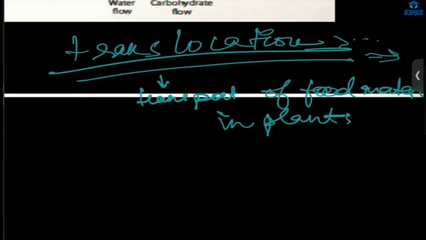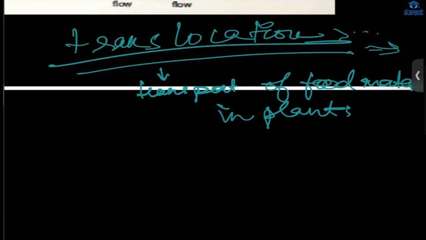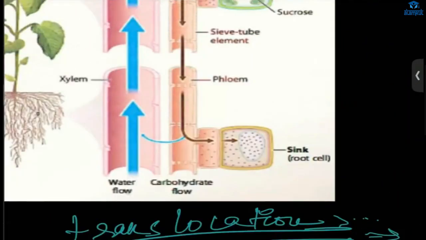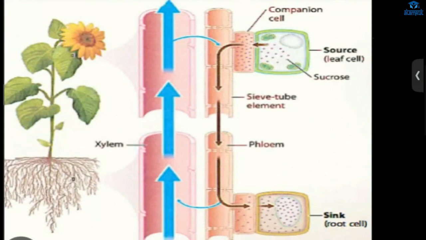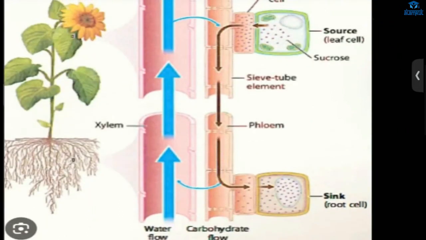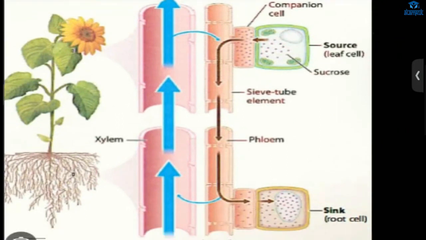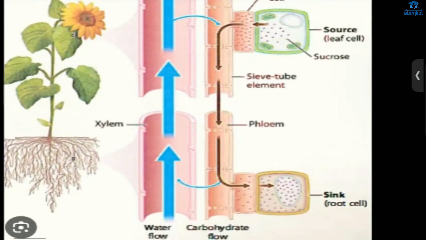Yes. Ma'am, it happens from the leaf to the different parts of the plant. Ma'am, active transport. Yes. And let's see the mechanism, how it is happening. Ma'am, it happens by the phloem. Yes, phloem. Before all this, we have to know two things: what is source and what is sink?